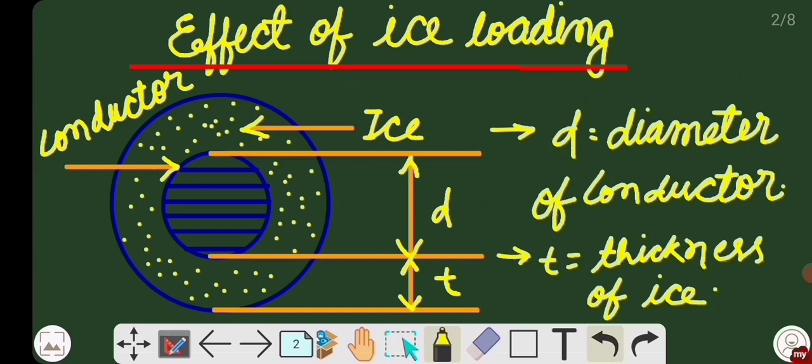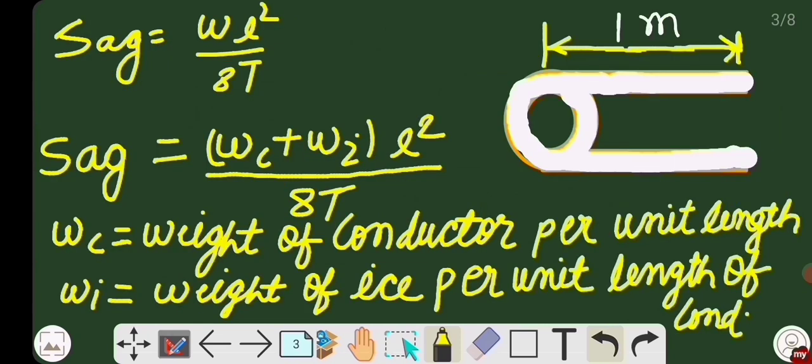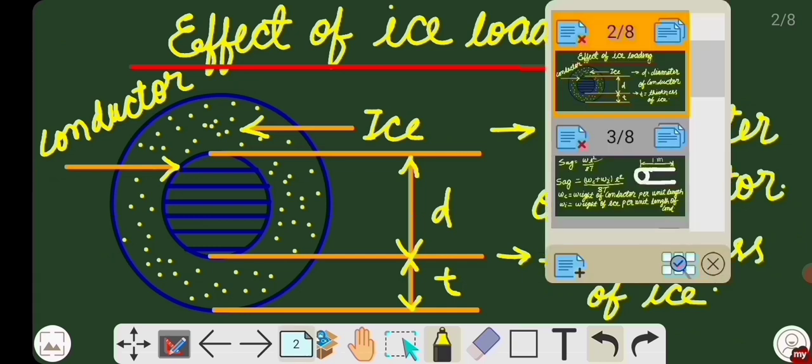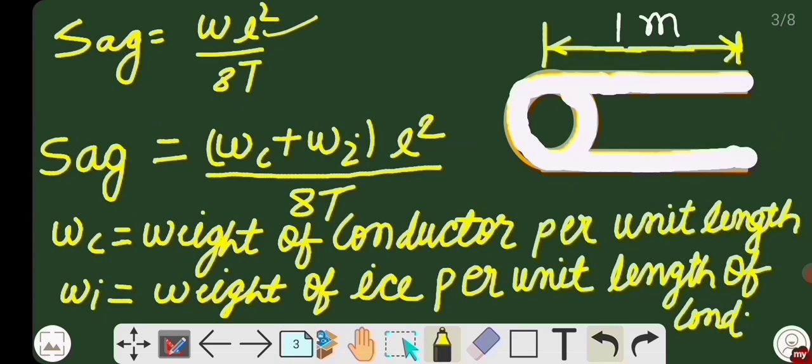Basically, for the calculation of sag, as you know, the formula of sag is WL square by 8T, where L is span length and T is tension, and W is weight of conductor per unit length. Now in case of ice loading, the overall weight will be equal to WC plus WI, where WC is the weight of conductor per unit length and WI is the weight of ice per unit length of conductor, and L is span length and T is tension in the conductor.